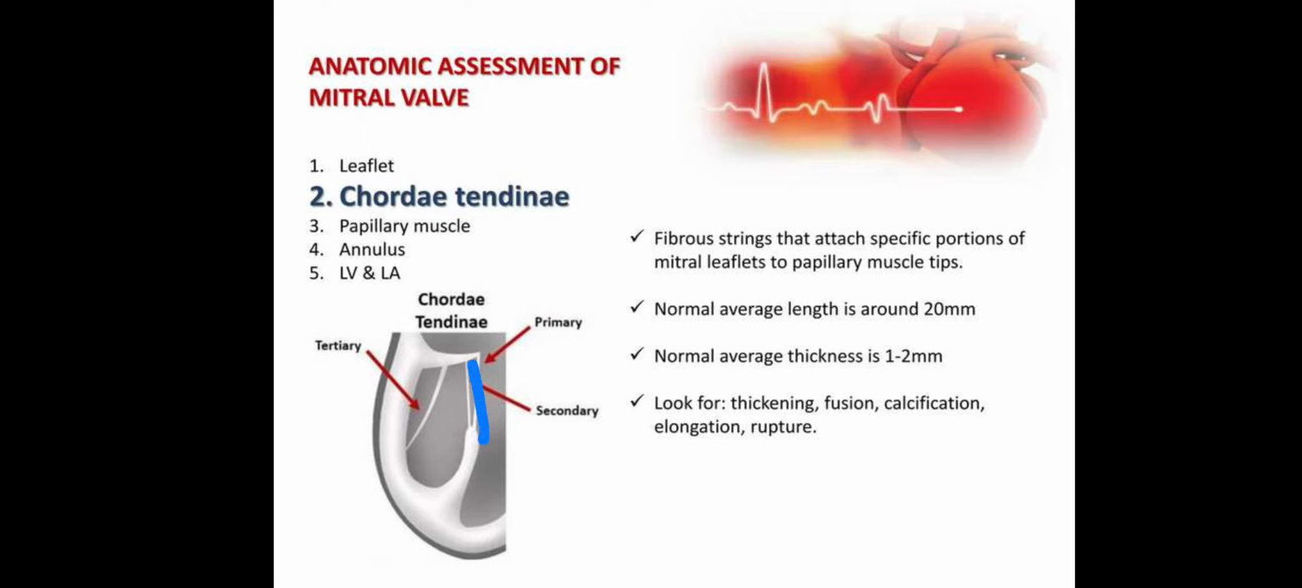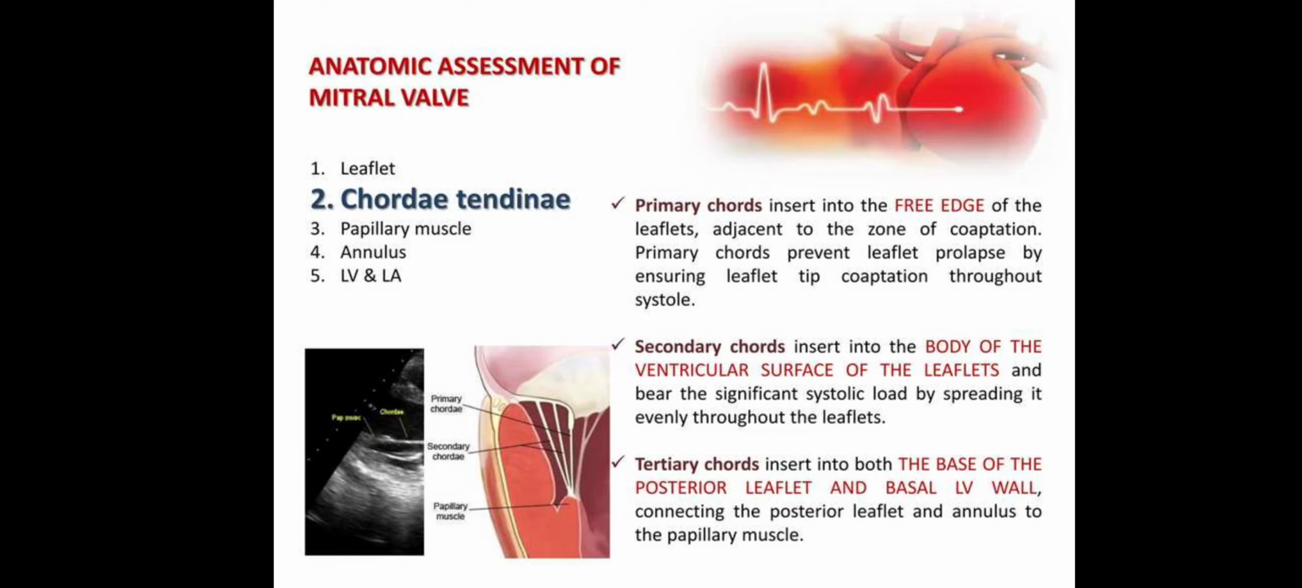Look, these are the chordae tendineae. This is the primary, this is the secondary, this is the tertiary chordae tendineae. Understood? The primary chords insert into the free edge of the leaflets adjacent to the zone of coaptation. Primary chords prevent leaflet prolapse by ensuring leaflet tip coaptation throughout systole. The secondary chords insert into the body of the ventricular surface of the leaflets and bear the significant systolic load by spreading it evenly throughout the leaflets.